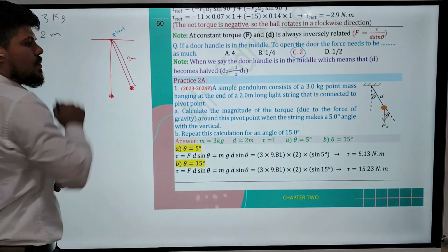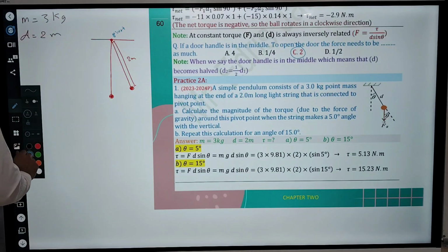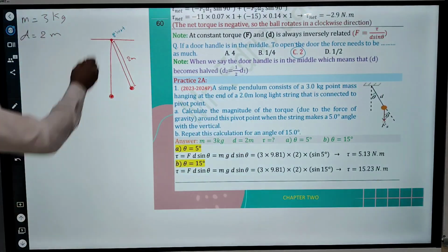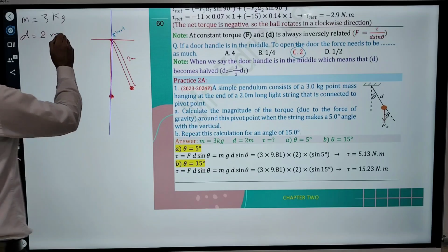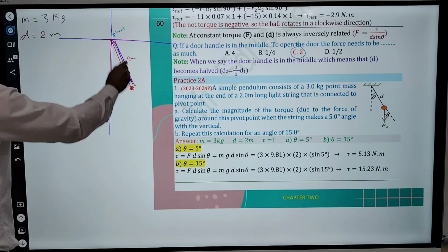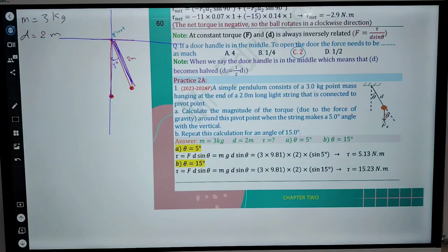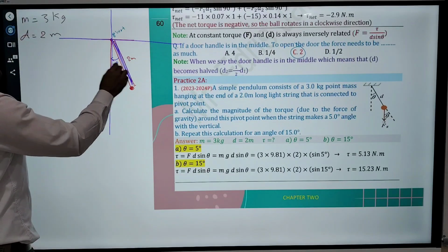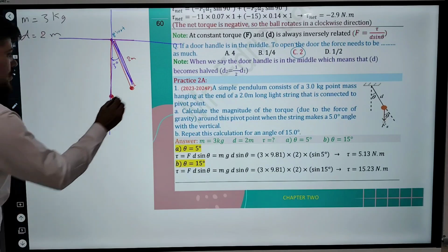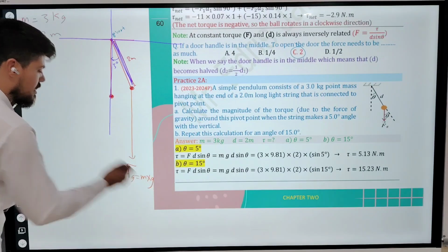Around this pivot, when the string makes a 5-degree angle with the vertical, pay close attention please. They make this angle with what? With the vertical. Where is the vertical component? This is the vertical component. Where is the horizontal component? This is the horizontal component. Where is D? This is D. Okay? So, this angle with the vertical is equal to what? 5-degree. Okay? So, is this the angle between force and distance? Yes, of course. How? Because the gravitational force is always downward. What is this? This is Fg, which is equal to mass times gravity.